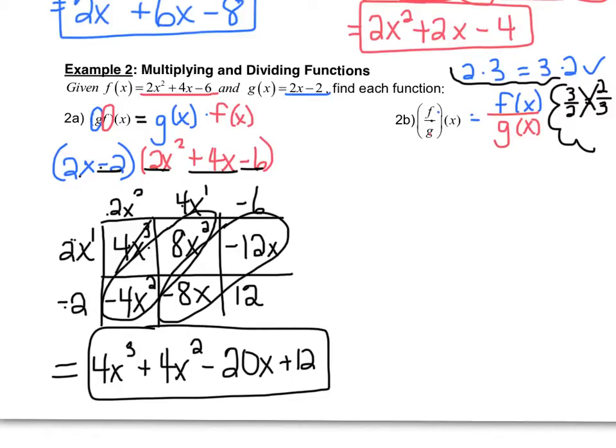So let's go ahead and, now we have the blue one being the f function. So we'll write the blue one, 2x squared plus 4x minus 6 on top. And underneath it, we'll write what's now the red one, the 2x minus 2. So we need to be able to cancel some things out, but we can only cancel things out when they are multiplied together.